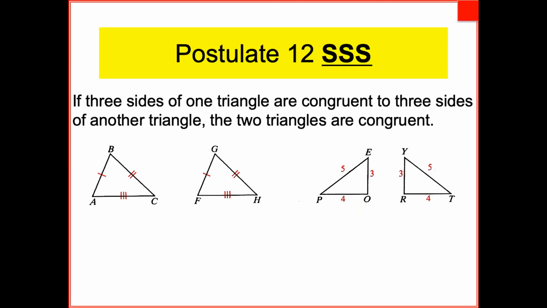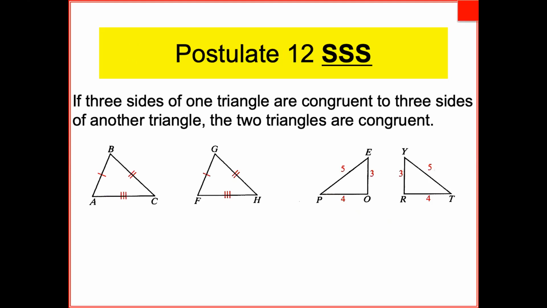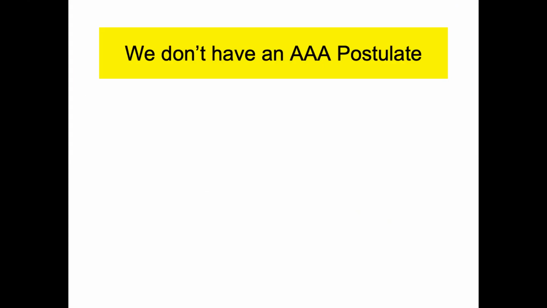All right, so SSS. Just so you know, if we do have an SSS postulate, we don't have an AAA postulate. You want to know why? Well, what would AAA mean? The angles. So why is it true for sides, but it's not true for angles? Because you could have a tiny triangle that has all of the same angles as a big one.